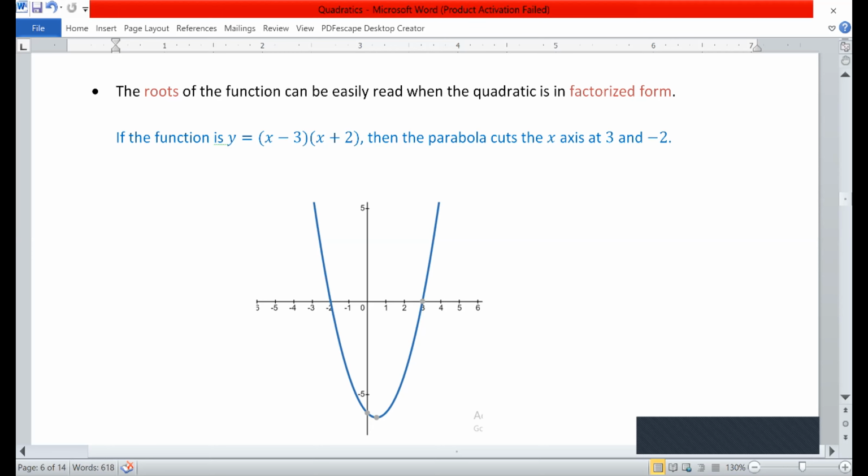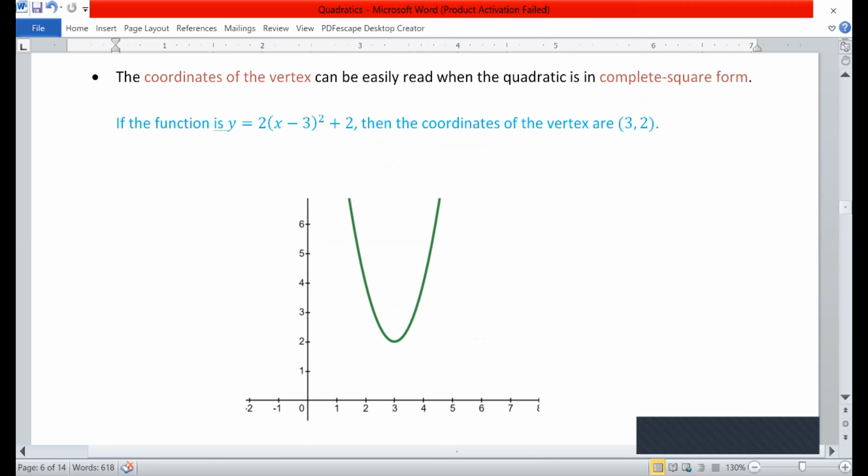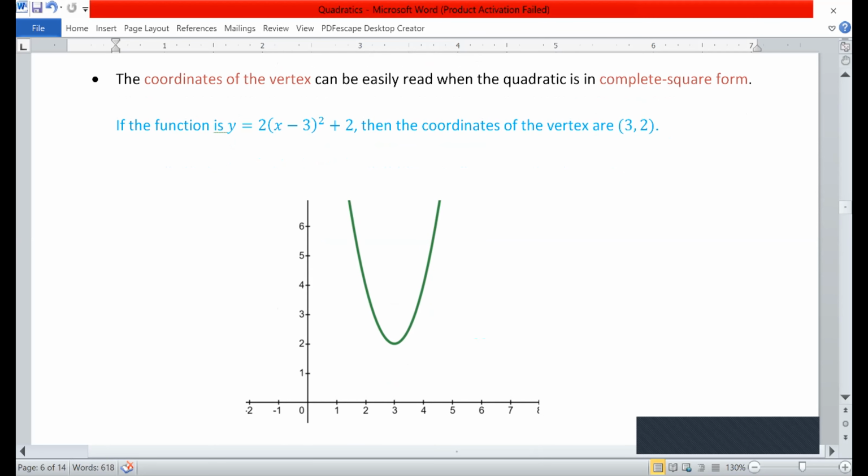Done, miss. Okay? Last point. The coordinates of the vertex can be easily read when the quadratic is in complete square form.